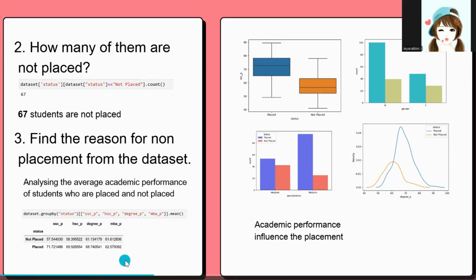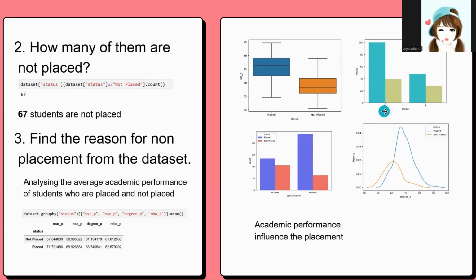And what we find is their MBA percentage doesn't vary much. The average of the MBA is nearly equal, but their SSC percentages vary significantly. This shows that academic performance also plays some role. Even the earlier academic performances influence the placement.